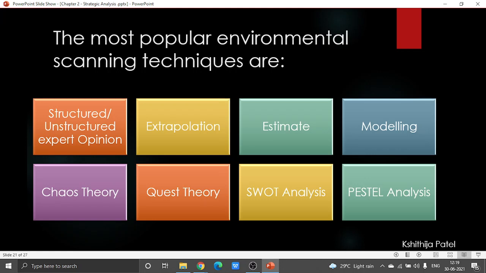The next one is the quest technique. Now, speaking about the quest technique, this quest is the quick environmental scanning technique. So quest represents quick environmental scanning technique. It is a process under which we analyze various scenarios after scanning the environment and then come out with the different strategic options that are available.